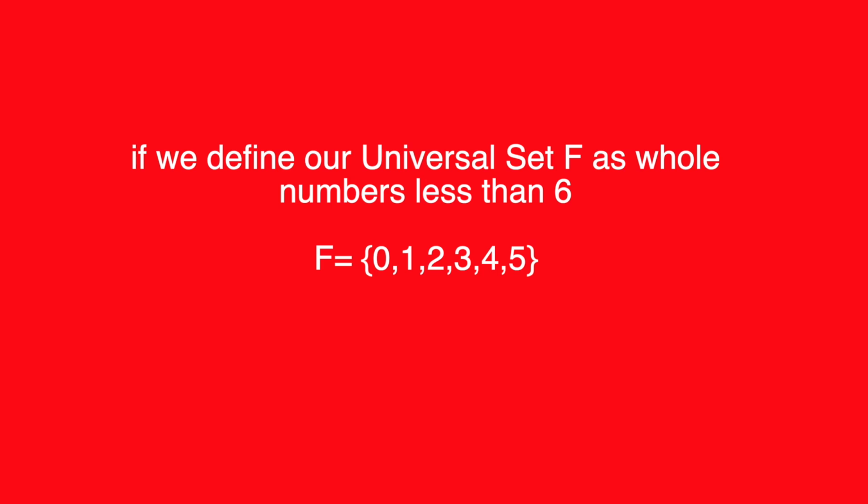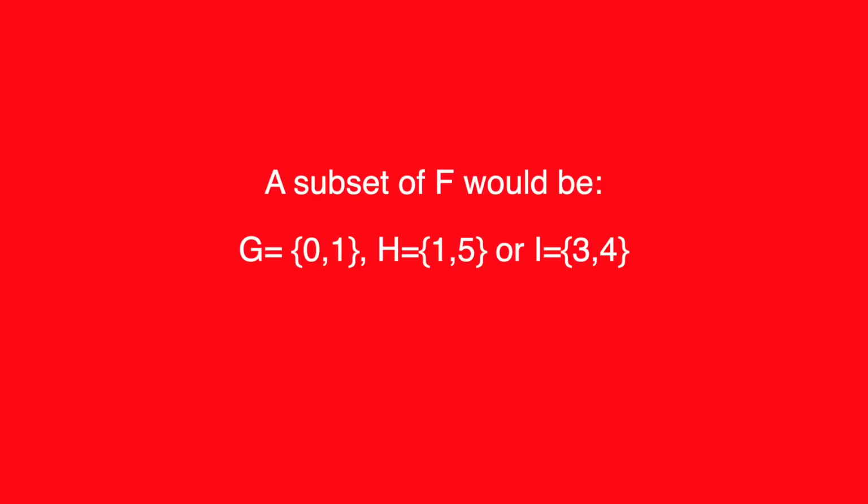So if we were to analyze that, I'm going to jump to an easier example, right? If we look at whole numbers less than 6, let's define a set F with whole numbers less than 6, right? So we have 0, 1, 2, 3, 4, 5. Whole numbers less than 6, right? Now a subset of that would be if we were to break out a set, let's say G of 0 and 1, or H, 1 and 5, or let's say I, 3 and 4. You guys get the point, right? Those would all be subsets of, or previously defined set F.